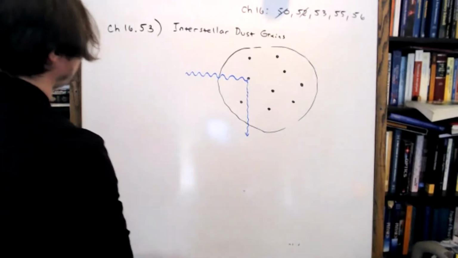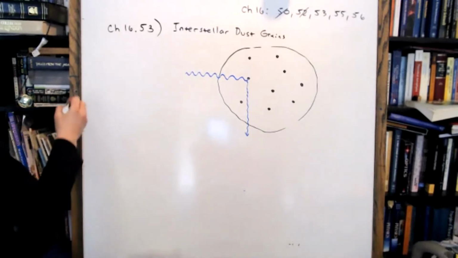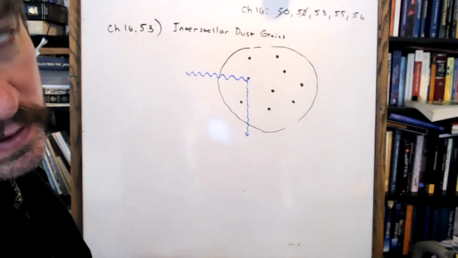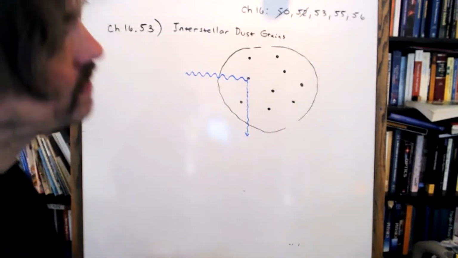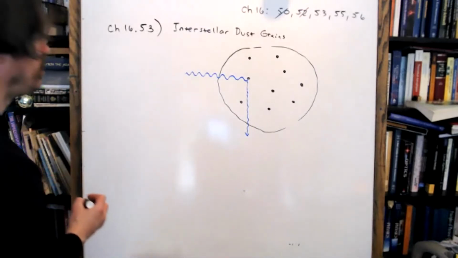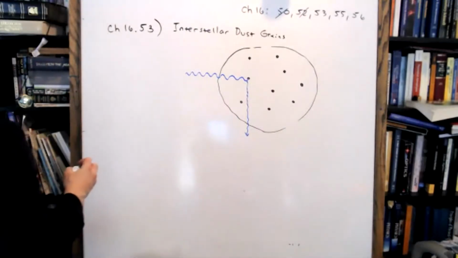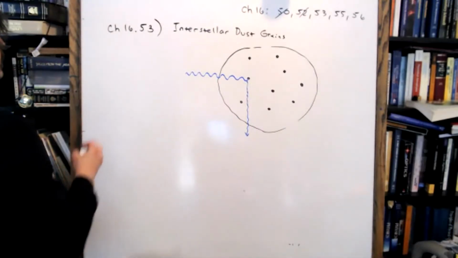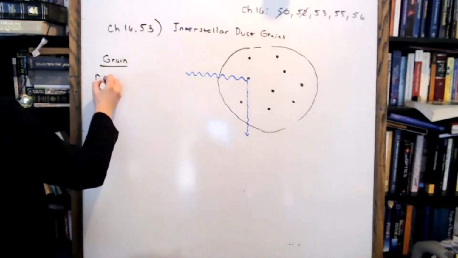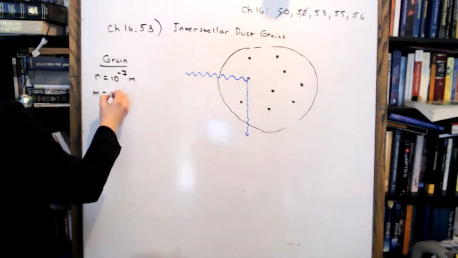So, dark interstellar gas clouds contain so many dust grains that starlight cannot pass through, even though the dust grains are tiny and the spaces between them are quite large by earthly standards. A typical dust grain has a radius of about 10 to the negative 7 meters and a mass of about 10 to the negative 14 grams.